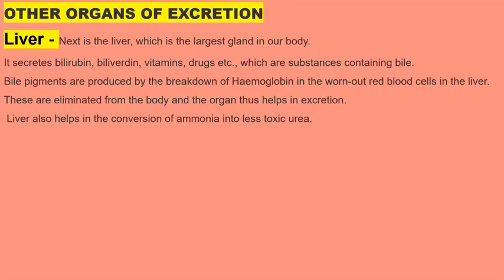Liver. Next is the liver, which is the largest gland in our body. It secretes bilirubin, biliverdin, vitamins, drugs, etc., which are substances contained in bile. Bile pigments are produced by the breakdown of hemoglobin in the worn-out red blood cells in the liver. They are eliminated from the body and the organ thus helps in excretion. Liver also helps in the conversion of ammonia into less toxic urea.